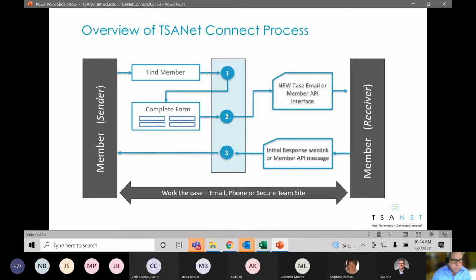Now, one of the things that we've worked on quite a bit, especially with some of our premium members, is the ability to integrate into your CRM system. There are quite a few companies where, when you use the TSANet process and submit a support request, on the receiving end it's going into a ServiceNow or a Salesforce or a Jira and actually creating a case. So there is some integration that we do with it.